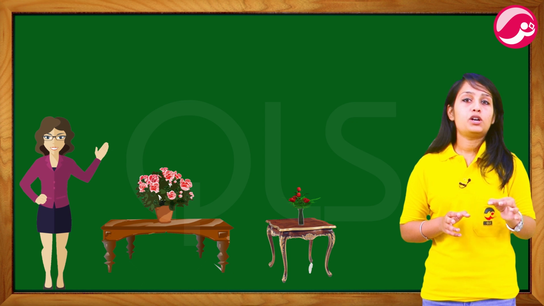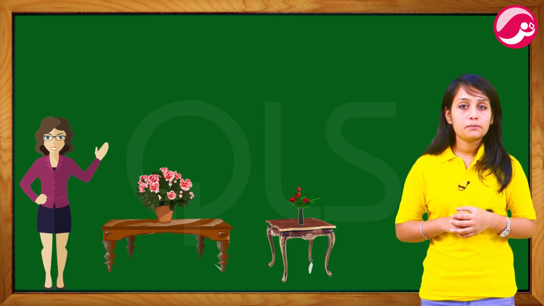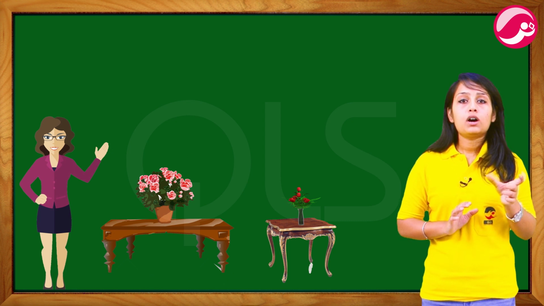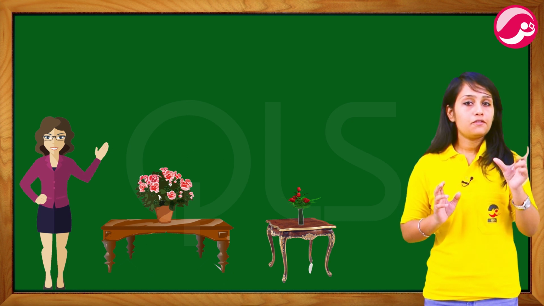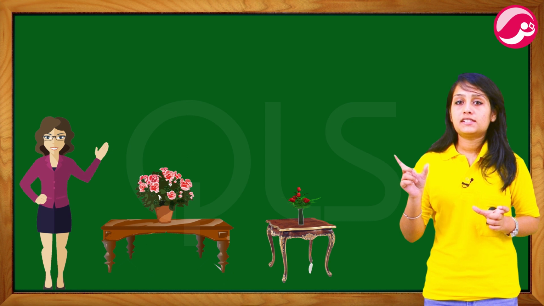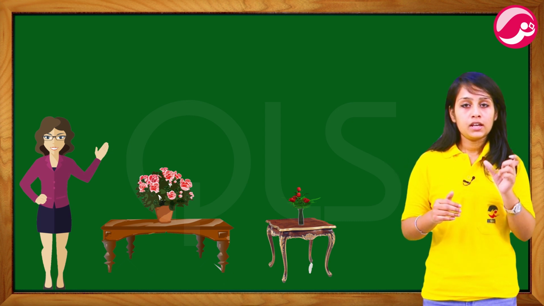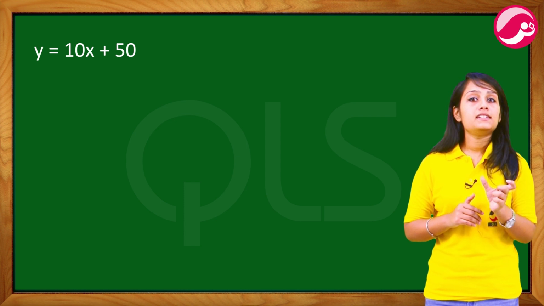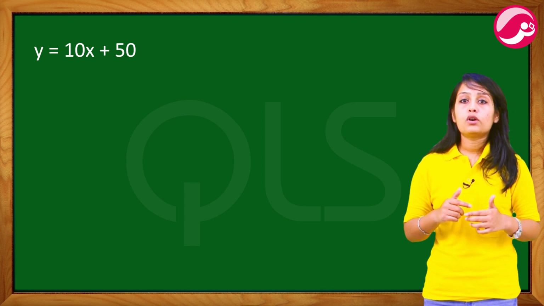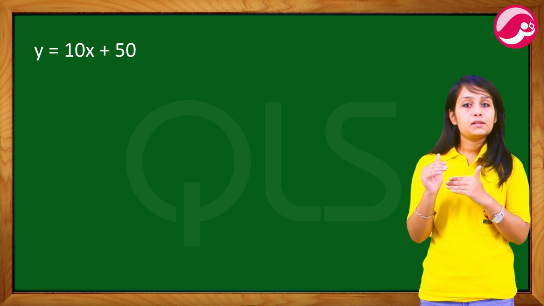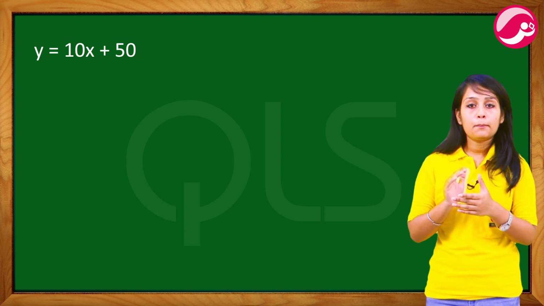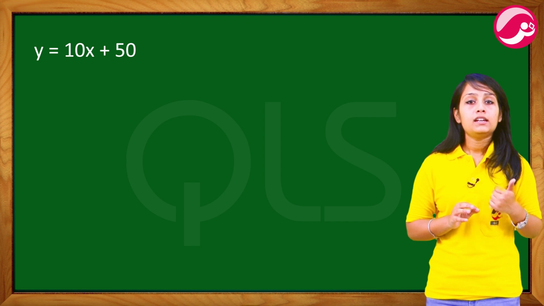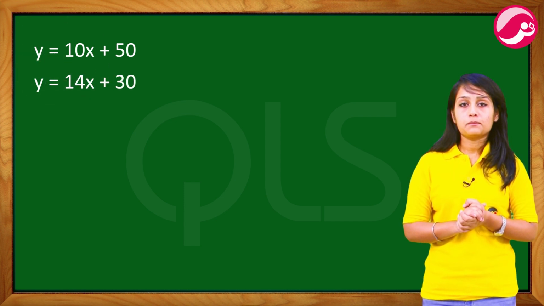Now since Mrs. Sharma needs one large centerpiece, and the number of small centerpieces she has not yet decided, if we assume the total amount to be y, then according to the fragrance florist's prices we get an equation y equal to 10x plus 50. In this equation, x is the number of small centerpieces and the constant 50 is taken because it is the price of the large centerpiece which has to be compulsorily included. Similarly, Sherry's flowers' equation will be y equal to 14x plus 30.